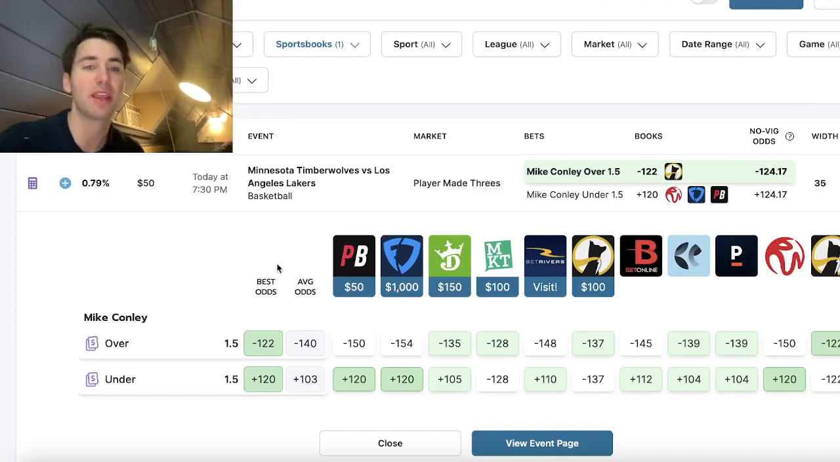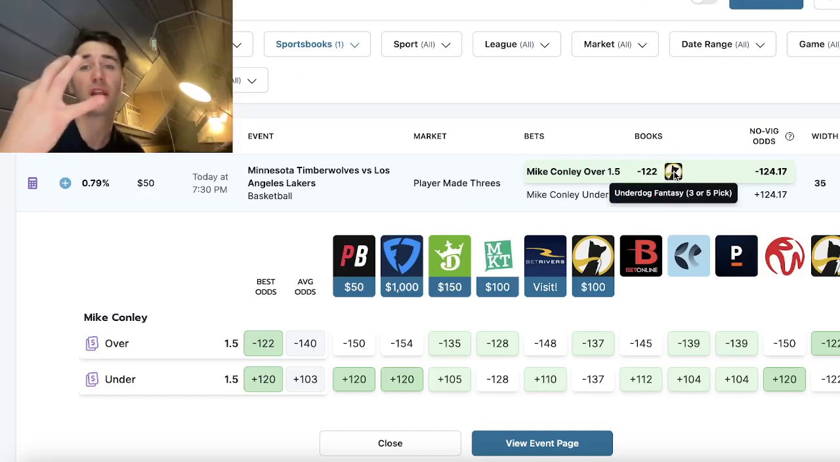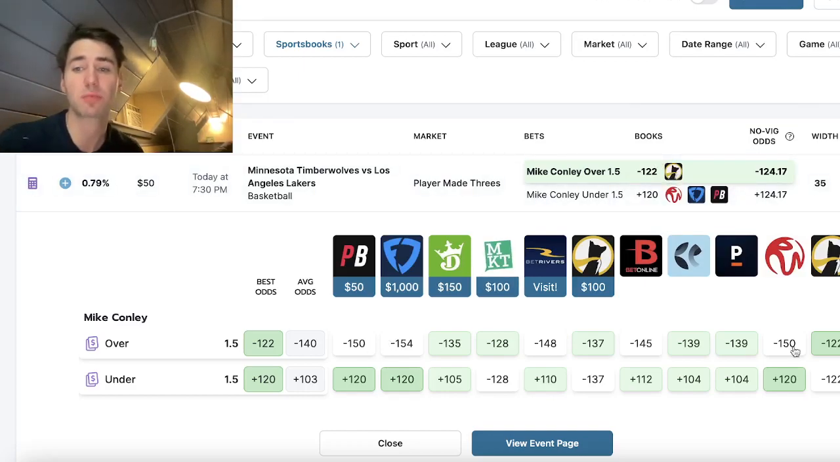So what you can see right here is Mike Conley over 1.5 threes. We're getting minus 122 on Underdog in a 3-pick entry. Look at all the sportsbooks. Pinnacle, the sharpest bookmaker out there, has the line at minus 139. BetOnline, another very sharp offshore sportsbook, has the line at minus 145. So you have dozens of independent data points, dozens of sportsbooks telling you where the line should be set.